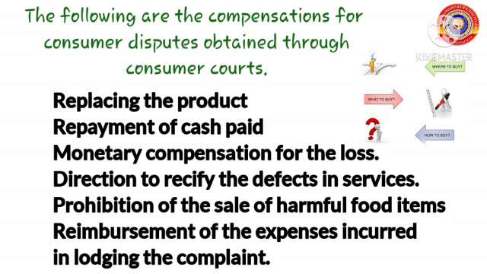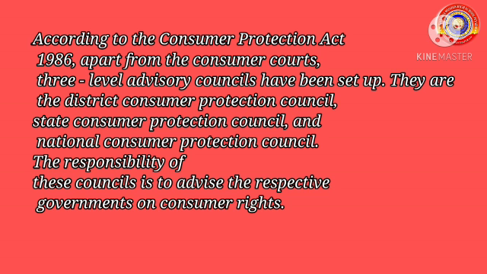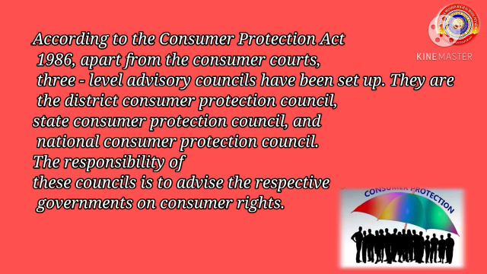Next, the following are the compensations for consumer disputes obtained through consumer courts: replacing the product, repayment of cash paid, monetary compensation for the loss, direction to rectify the defects in services, prohibition of the sale of harmful food items, and reimbursement of the expense incurred in lodging the complaint. According to the Consumer Protection Act 1986, apart from the consumer courts, three-level advisory councils have been set up. They are the District Consumer Protection Council, State Consumer Protection Council, and National Consumer Protection Council. The responsibility of these councils is to advise the respective governments on consumer rights.